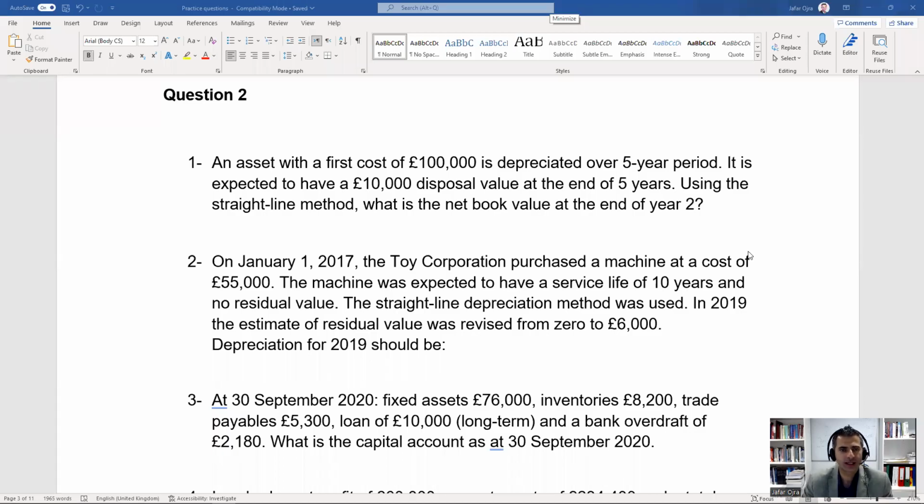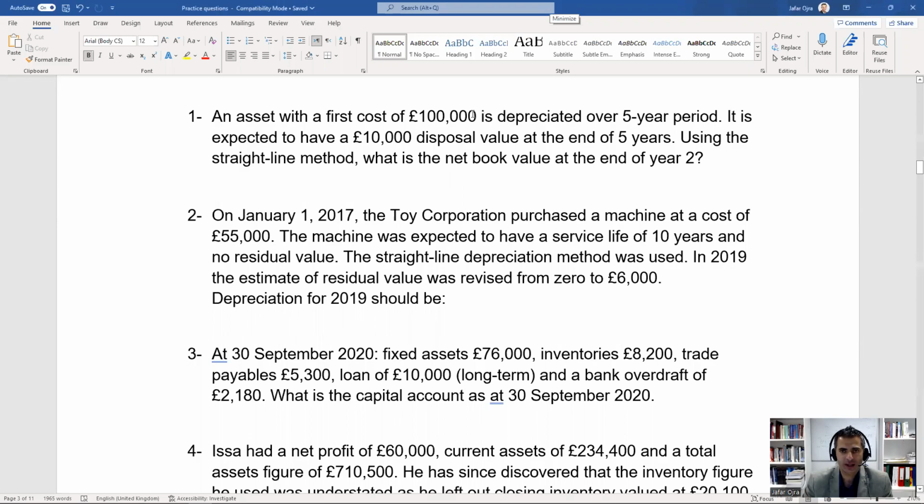Question number 1 here. An asset with the first cost of £100,000 is depreciated over a 5-year period, and it is expected to have a £10,000 disposal value at the end of year 5. Using the straight line method, what is the net book value at the end of year 2?